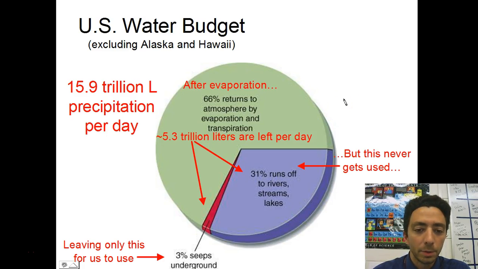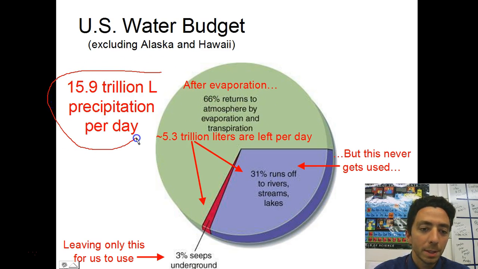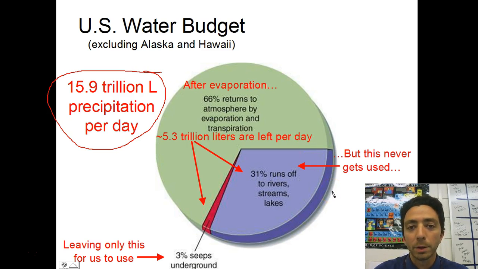This is video 29 on water use in the United States and what we put our water towards. You can see from the pie chart here, we get a lot of precipitation every day. Close to 16 trillion liters fall on the continental United States on a daily basis. The problem is that a lot of this is lost and not really maximized by our current systems.